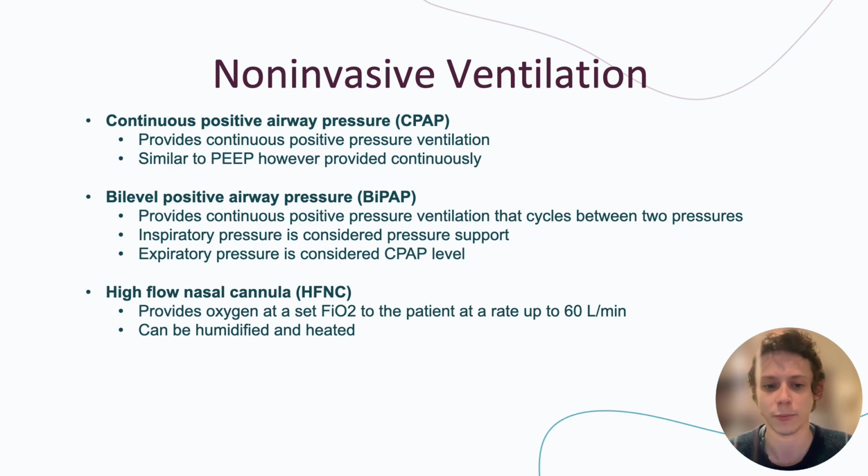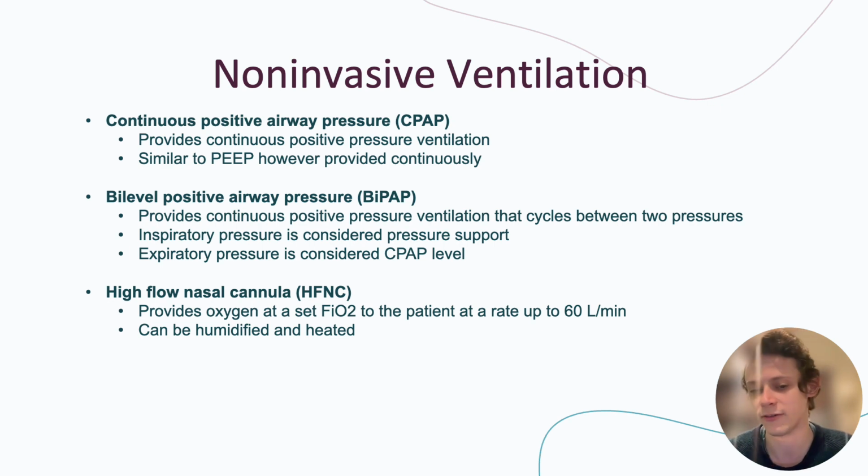Next, we have bilevel positive airway pressure, or BiPAP. Much like CPAP, this provides a continuous positive pressure ventilation. However, this time it cycles between two different pressures. You have your inspiratory pressure and your expiratory pressure. Your inspiratory pressure is basically considered your pressure support, so helping you breathe in. Your expiratory pressure is considered your CPAP level, so your basic low PEEP pressures.